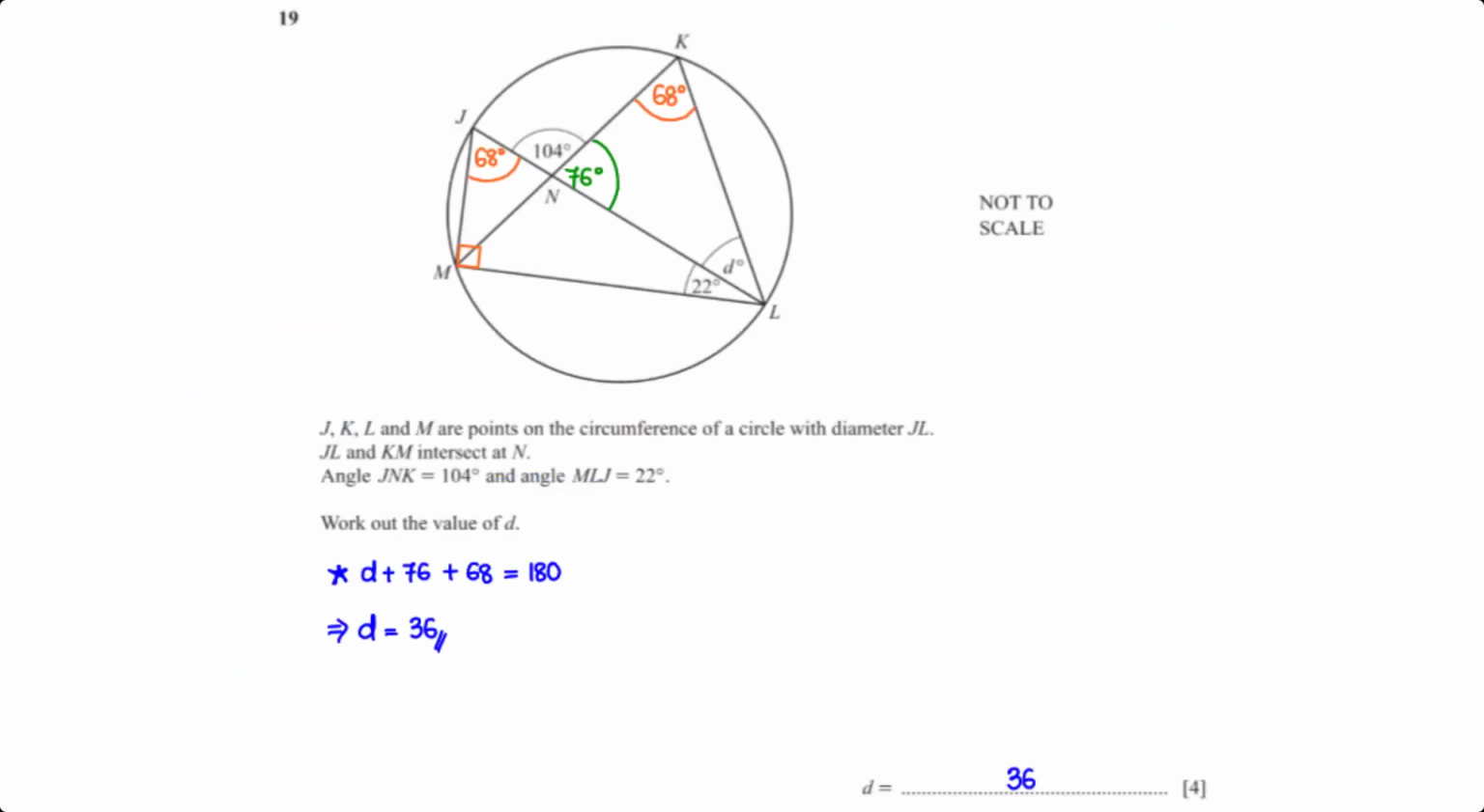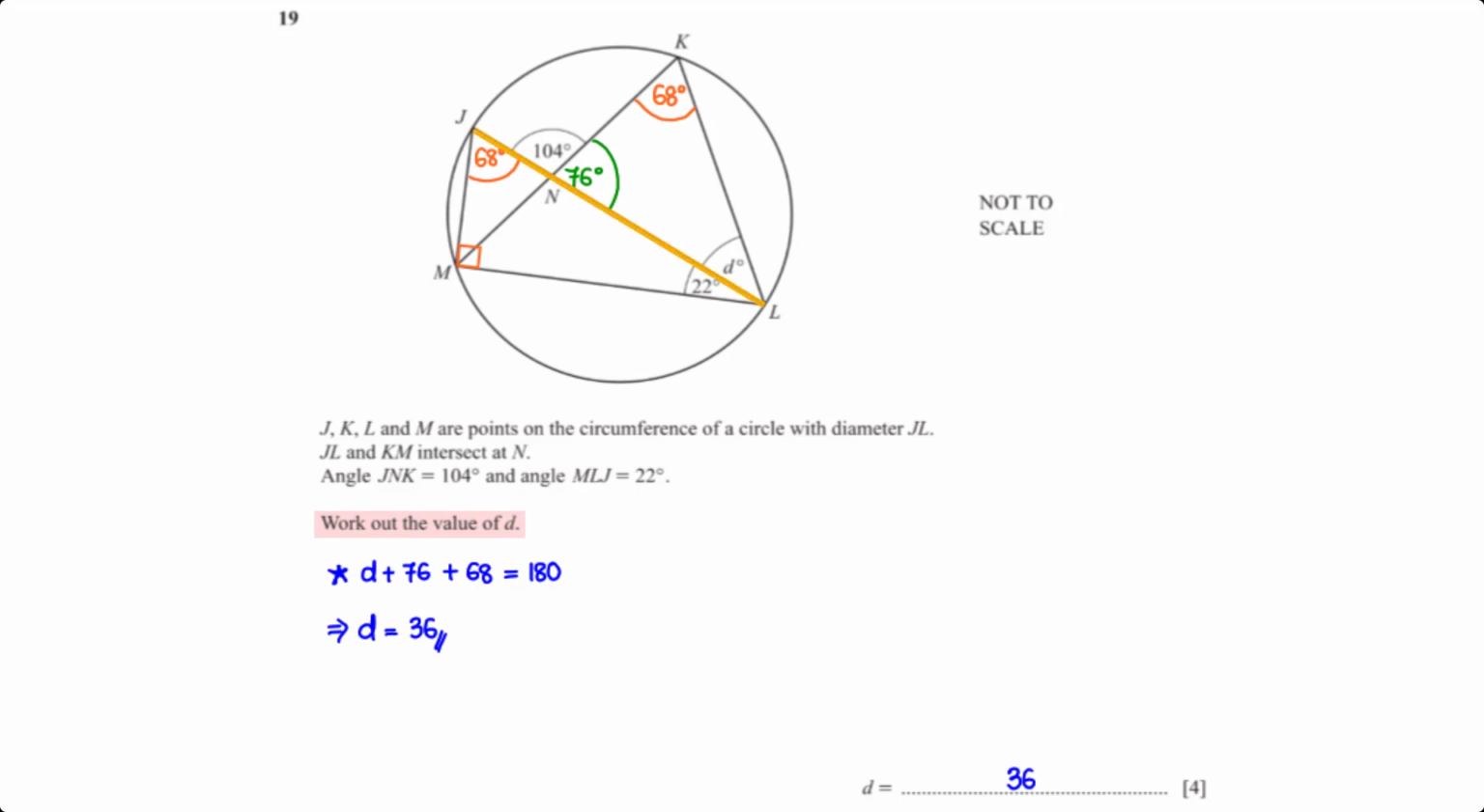J, K, L, and M are points on the circumference of a circle with diameter JL. JL and KM intersect at N. Angle JNK equals 104 degrees and angle MLJ equals 22 degrees. Work out the value of D.